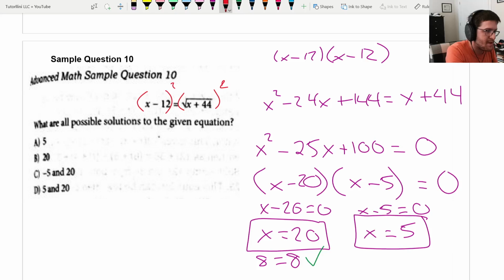But you see when we plug in 5, we get 5 minus 12, which is negative 7. And then equals 5 plus 44 is 49. The square root of 49 is 7. So we get negative 7 equals 7. So this is no good.